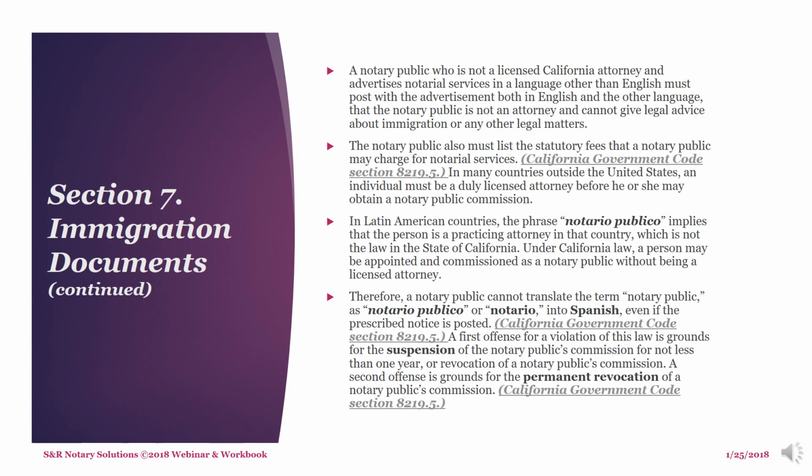Therefore, a notary public cannot translate the term notary public as notario publico or notario into Spanish, even if the prescribed notice is posted. A first offense for a violation of this law is grounds for the suspension of the notary public's commission for not less than 1 year, or revocation of the notary public's commission. A second offense is grounds for the permanent revocation of a notary public's commission.